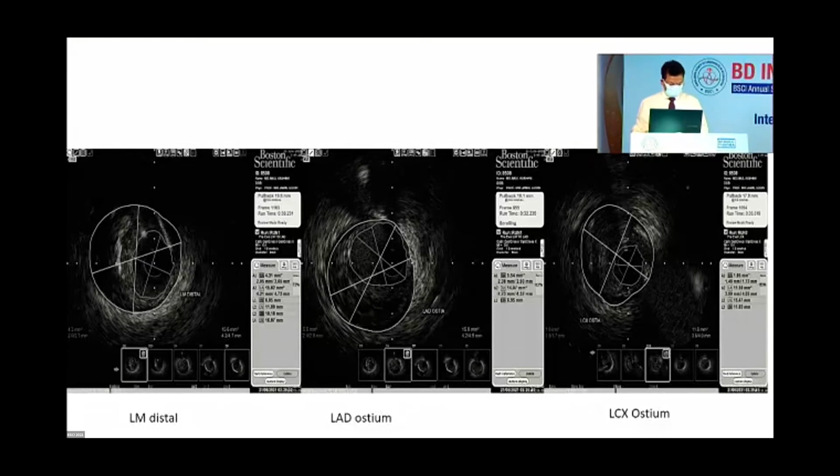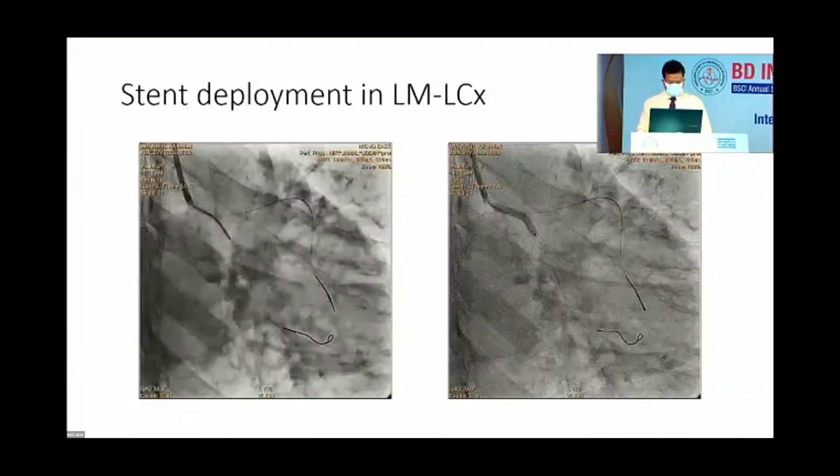Then what should we do? Whether we should do only LM to LCX, or we should do first LM to LAD, because there is no significant lesion in the LAD. So I wanted to do LM to LCX, and then I shall see what is the scenario, and accordingly I shall do.